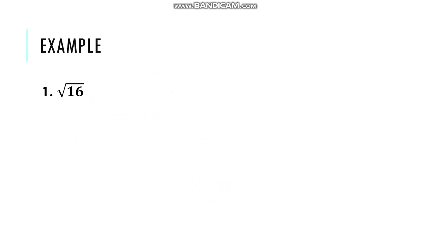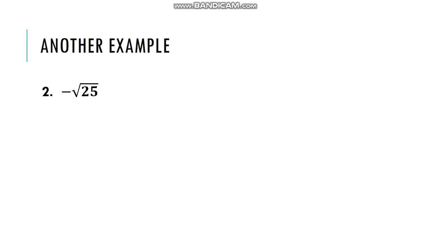Example, square root of 16. Please observe, 16 is a perfect square number. So we can factor 16 as 4 times 4, rewrite, it becomes 4 squared, cancel out the 2 and the radical symbol. What is left is 4. So the square root of 16 is 4.